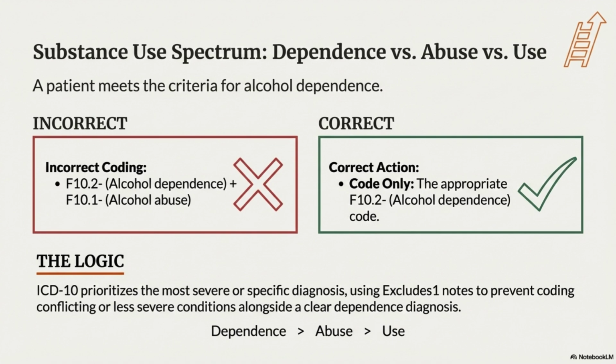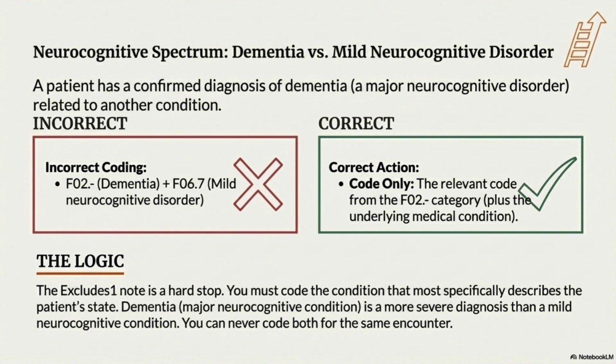Chapter 5 of ICD-10-CM covers substance use disorders, including codes for unspecified psychoactive substance use, abuse, and dependence, all of which must be supported by clear provider documentation. We go deeper into this in our ICD-10-CM video series. A patient with dementia should not be coded with mild neurocognitive disorder. Dementia is the more advanced condition, so it takes precedence.